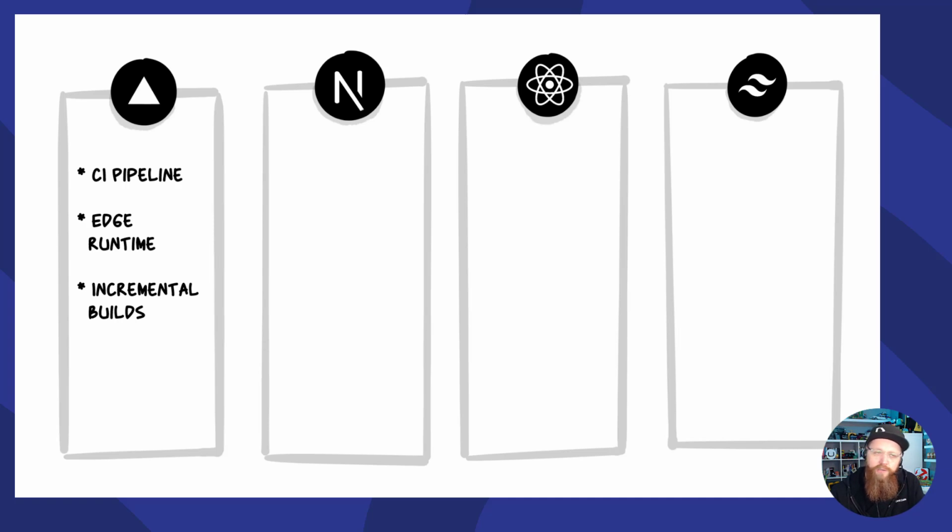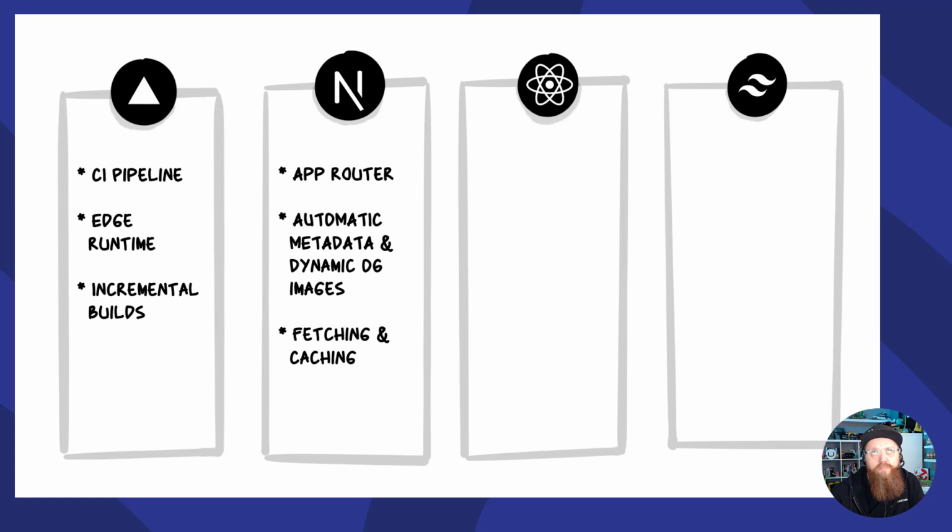But in terms of the tech that we're using, we are using Vercel as the front end hosting and also our build pipeline integration. So they've got a continuous integration pipeline. It's got something called an edge runtime, which we can take a look at again in a second, and it also supports incremental builds, which is really quite useful. So that means that we can statically generate a lot of our content, but then also rebuild some of that content as changes are made later on, rather than having to rebuild an entire website.